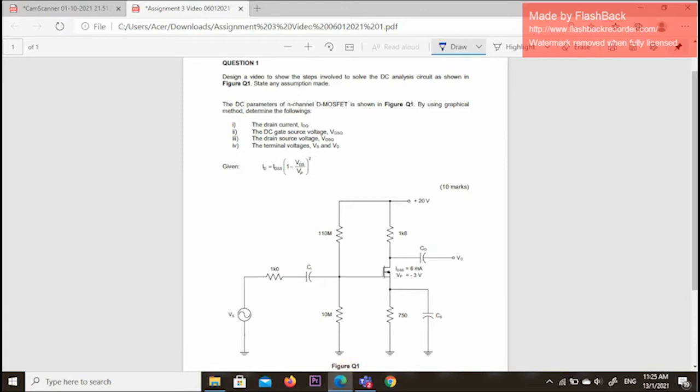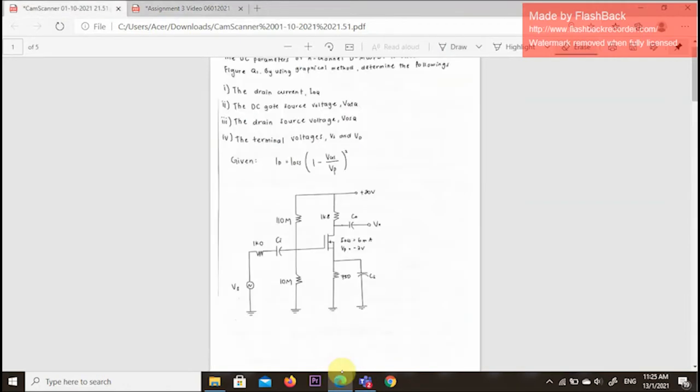Let's take a look at this question. The DC parameter of the N-channel MOSFET is shown in figure Q1, which is here. By using the graphical method, determine the following: drain current IDQ, DC gate-source voltage VGSQ, drain-source voltage VDSQ, and terminal voltages, which are VS and VD. So let's answer this question.